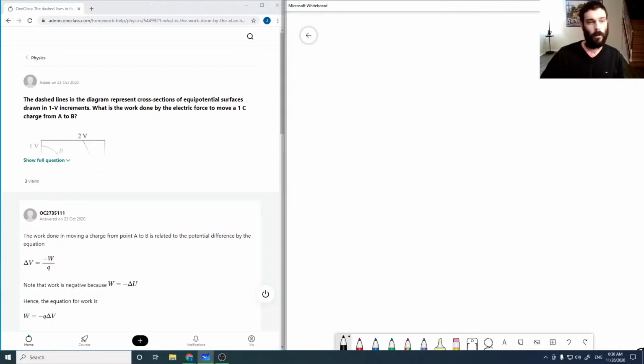Chemical physics. Today I'm going to run through a few undergraduate, high school level physics questions. So here's the first one. It just says dashed lines in the diagram. I'm just going to draw out the diagram.